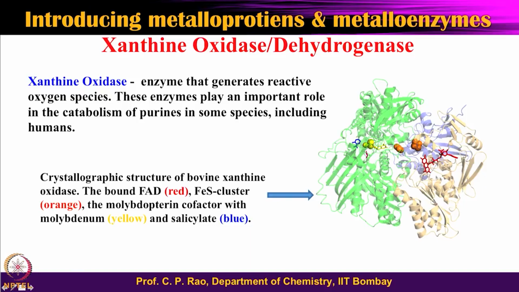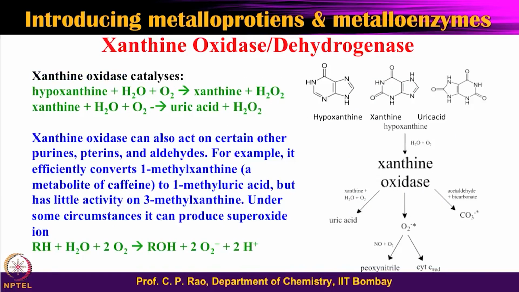And you can see the whole structure of this one. This is a bovine xanthine oxidase. In this bovine xanthine oxidase, the red one is the molybdenum, this is the flavin adenine dinucleotide, the flavin-containing cofactor. Okay. And then the one in orange color is the iron sulfur cluster, and this one is in the form of molybdenum cofactor. Okay. And this is the salicylate part, and this is the structure of the enzyme in the resting state.